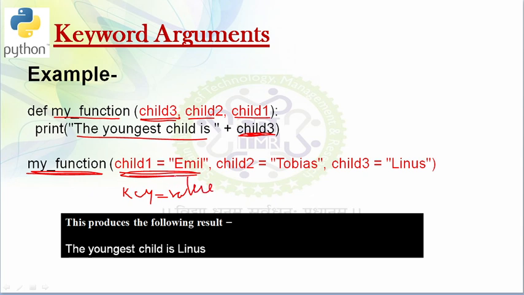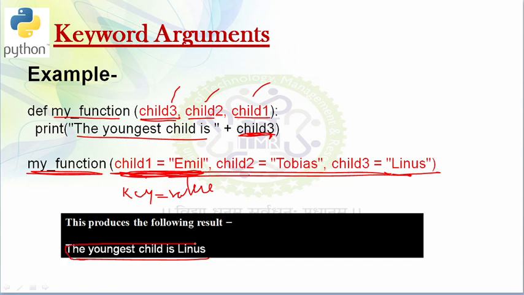Okay, so here basically I can define the keyword argument. For each and every argument I can send its value. Now it will print the output as the youngest child is, the child value that I am printing is 3, so my youngest child is nothing but Linus. So you can see again here the order does not matter, because in the parameter I have defined child 3, then child 2 and then child 1, and here I am passing the value as child 1, child 2 and child 3. Okay, so my output will be based on the output value that I want to print.